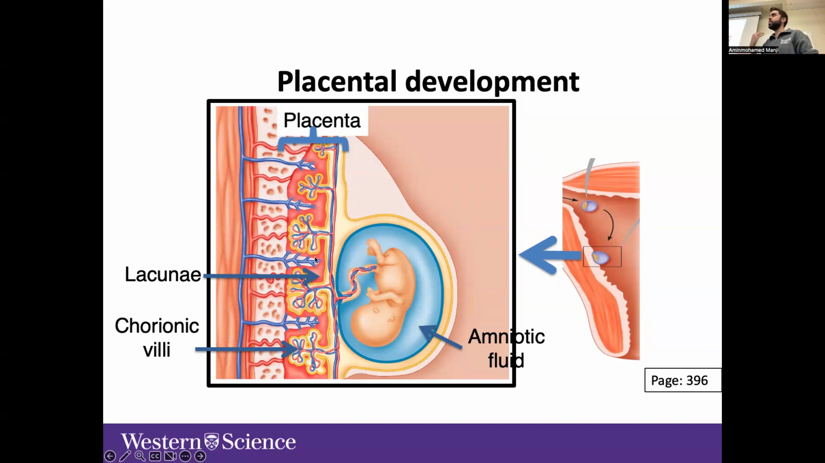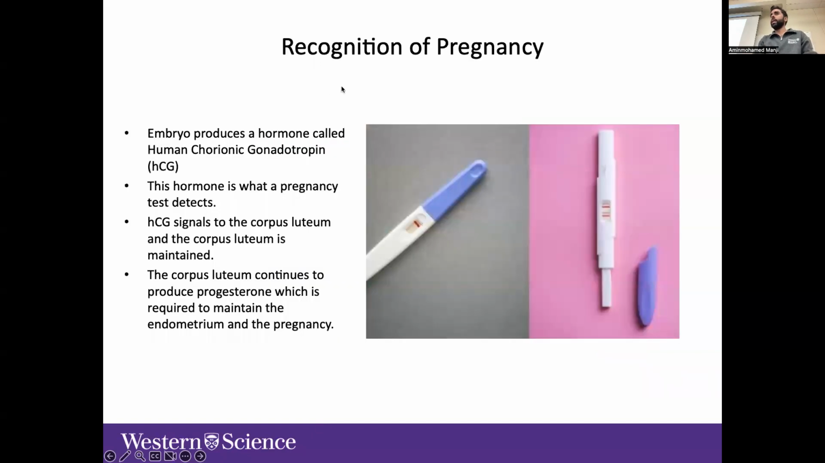So oxygen can come in, carbon dioxide can come out, nutrients can come in, waste products can come out, and so on and so forth. That's all going to happen at the placenta. And again, keep in mind, this is what's going to lead to HCG being produced. So HCG is what pregnancy tests are basically looking for. That is what tells you you are pregnant, because that is coming from the placenta. It's coming from the embryo, the extra-embryonic structure itself. So that's a good way to tell if you are pregnant.